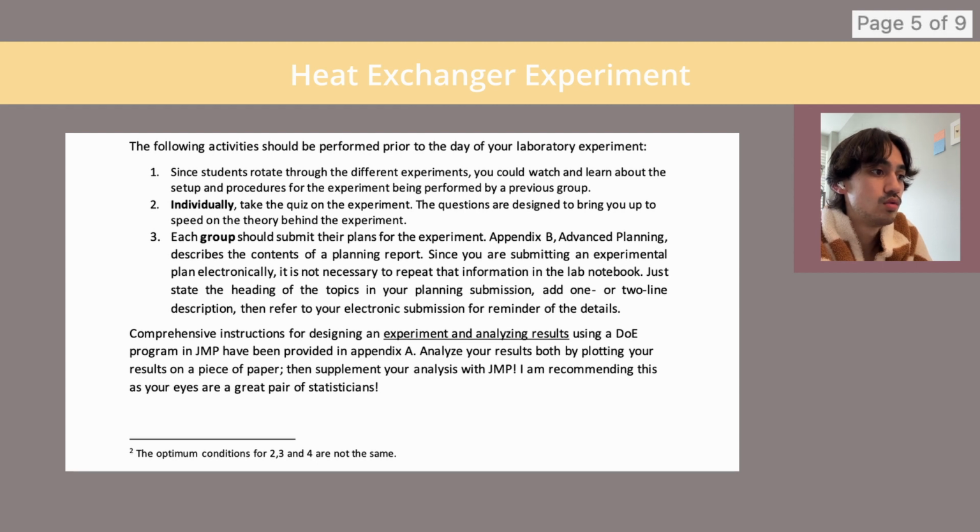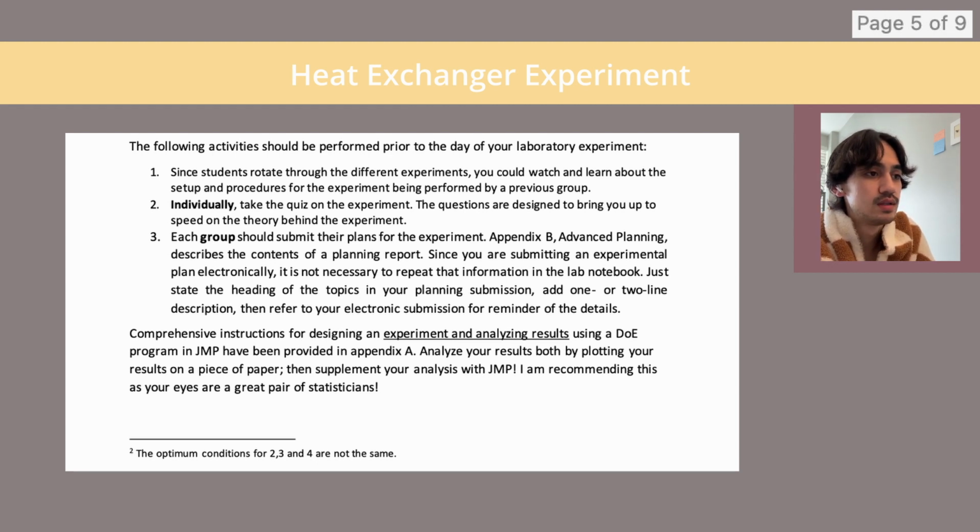Students should rotate through the different experiments. You should watch and learn through the setup, and you should also take the quiz. And then each group should submit their plans for the experiment. Appendix B, advanced planning, describes the contents of your planning reports. Since you are submitting the experimental plan electronically, it's not necessary to repeat that information in the lab notebook. Just state the headings of your topics in the planning submission and a 1 or 2 line description, then refer to your electronic submission for a reminder of the details.